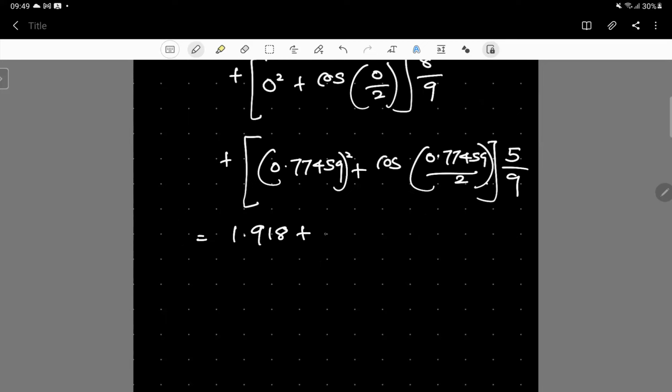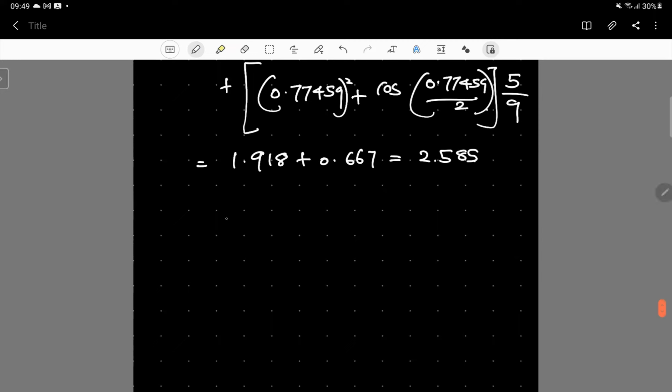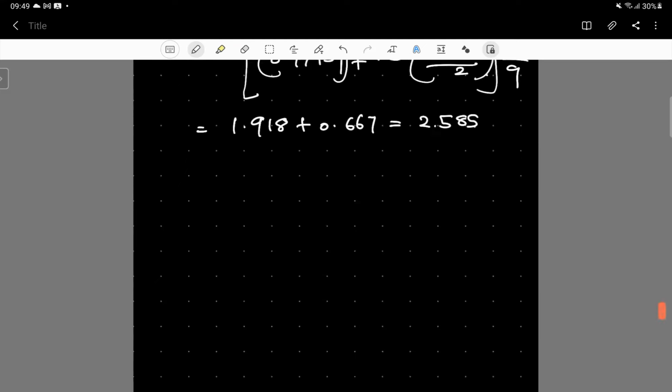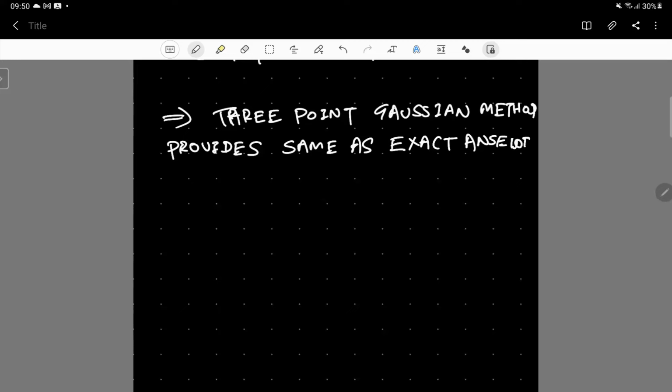So if you evaluate this formula, to 4 significant figures you would get 2.585. Compared to the exact solution, if we evaluate this integral, this is a straightforward integral where the exact integration is possible. And if you evaluate this exact integral, you would get the same result. In this particular example, the 3-point Gaussian method and the exact integral give the same results up to 4 significant figures, which is quite nice to see.